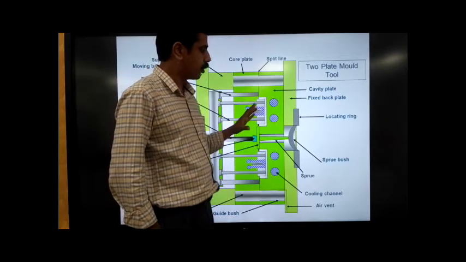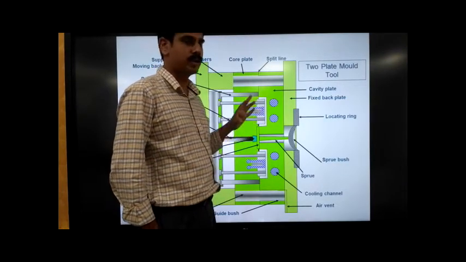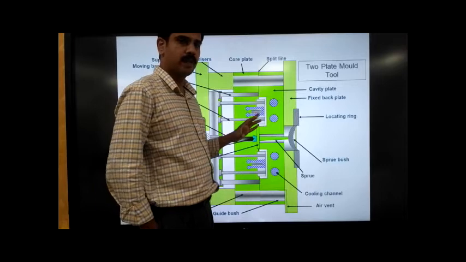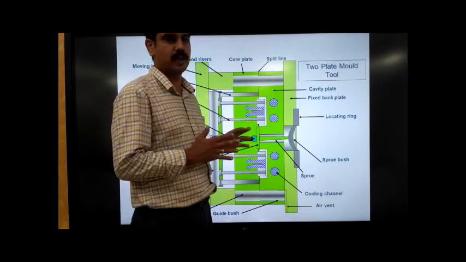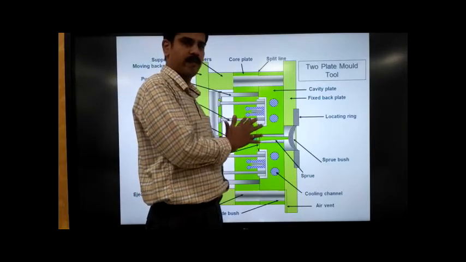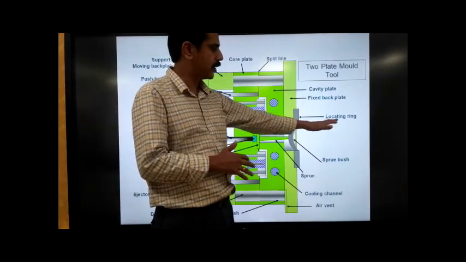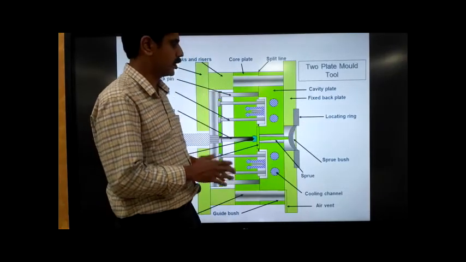We need to have the mold fixed firmly to the machine. If the mold gets tilted in some way or other, that is going to affect the whole process. So it needs to be properly fixed onto the machine. That is how it is being done: with the help of the locating ring. That is the basic function.